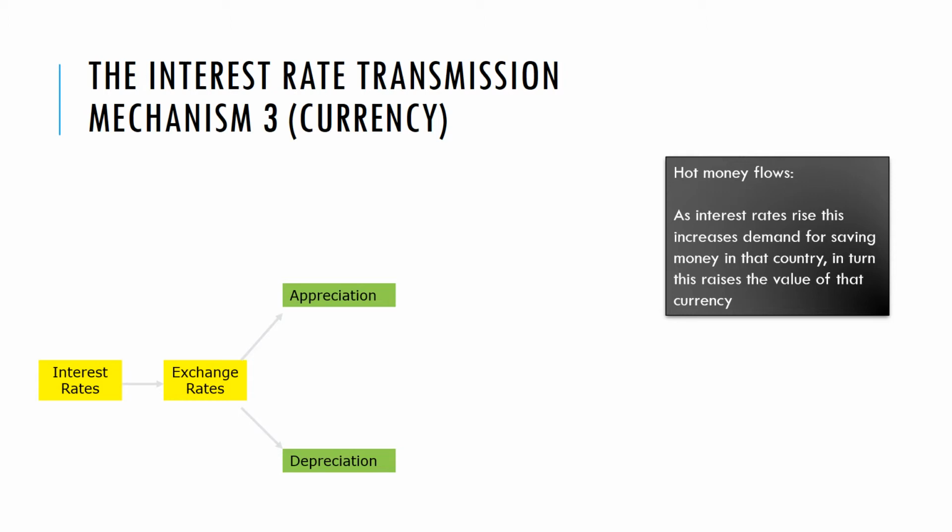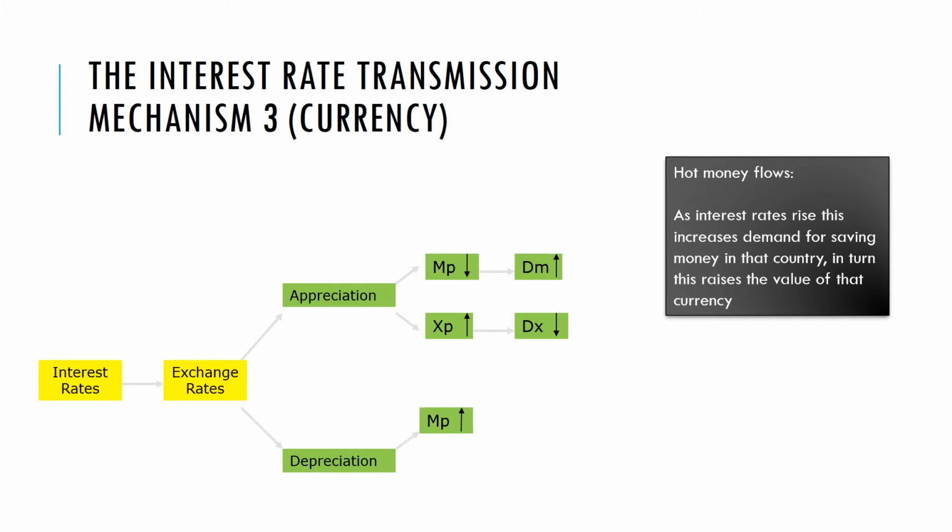Now what we know, if there's an appreciation, a strong pound makes imports cheap and exports dear. If the price of imports goes down, then the demand for imports will go up. If the price of exports goes up, then the demand for exports will go down. So here, a rise in interest rates would see a fall in the balance of trade, less exports and more imports.